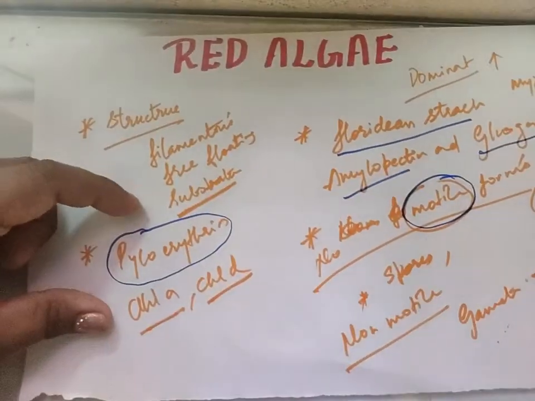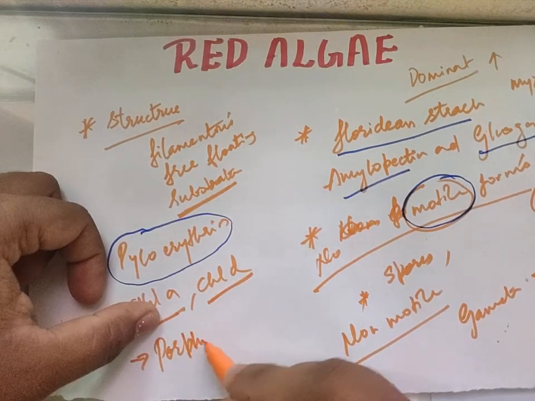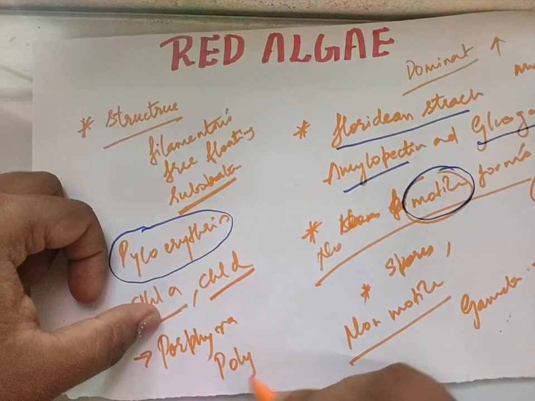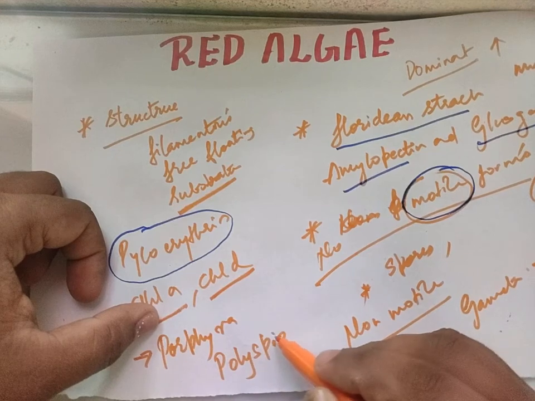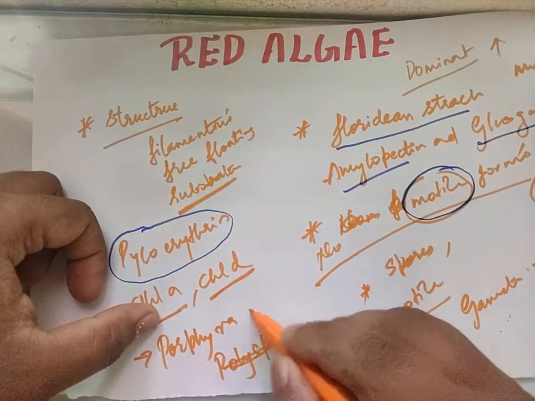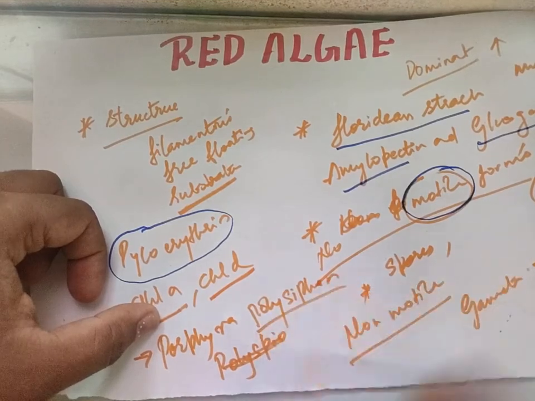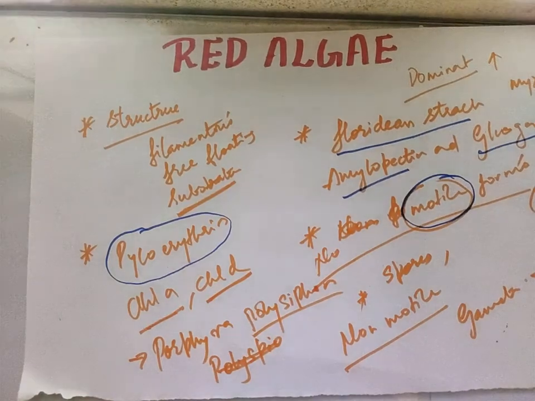Now what are the examples? Examples are also very important. One is Porphyra, and the second one you can remember is Polysiphonia. Polysiphonia and Porphyra are the two examples of red algae.